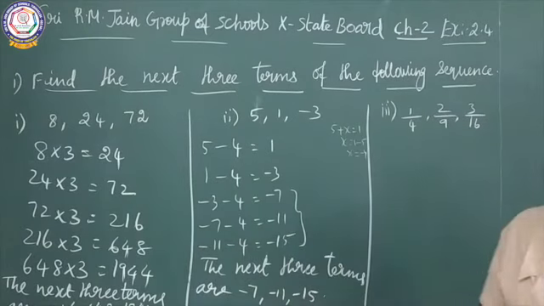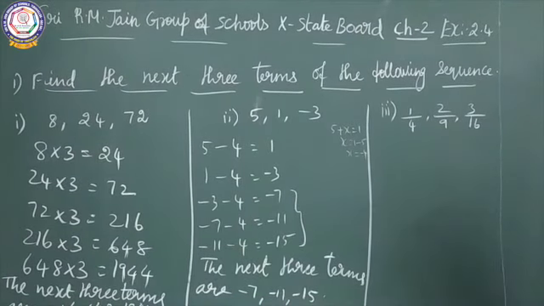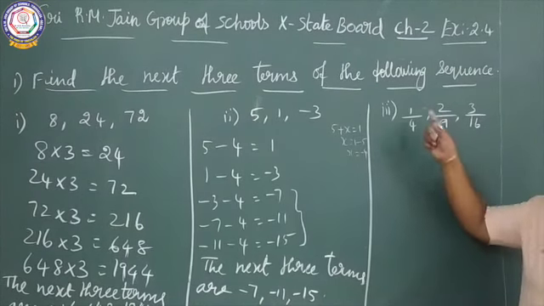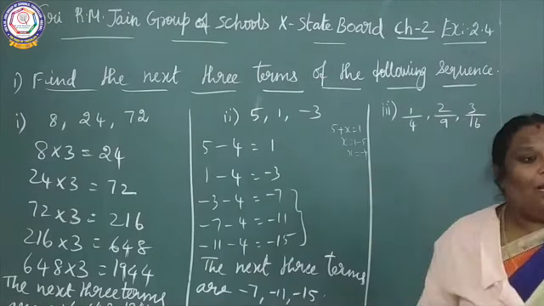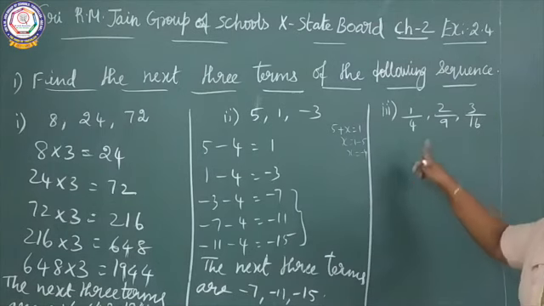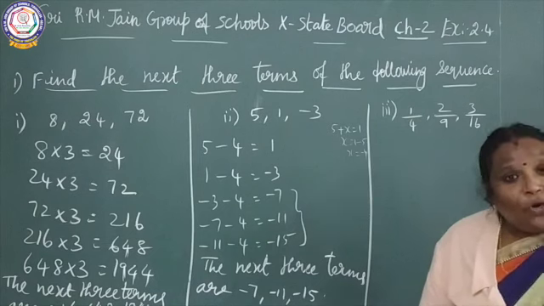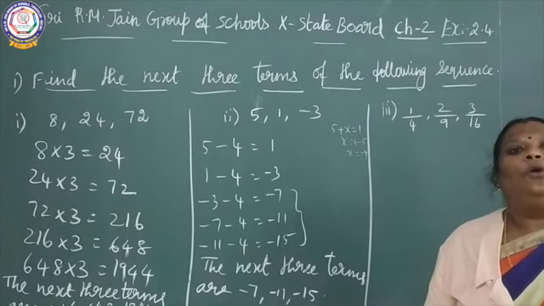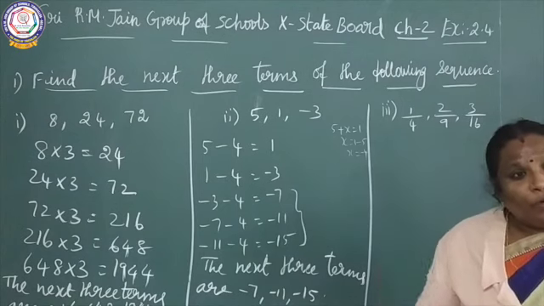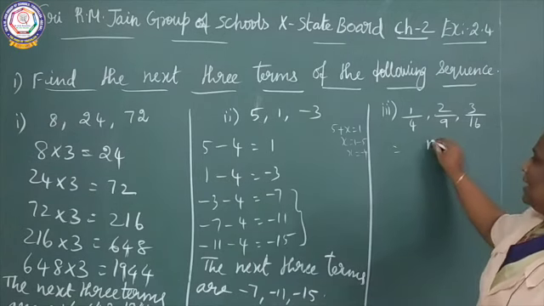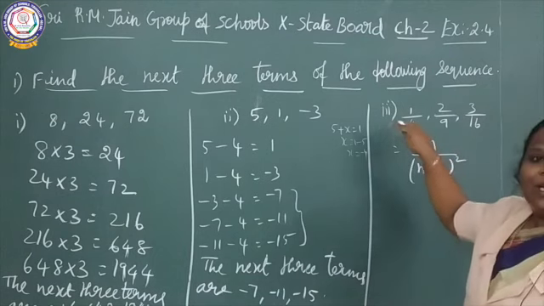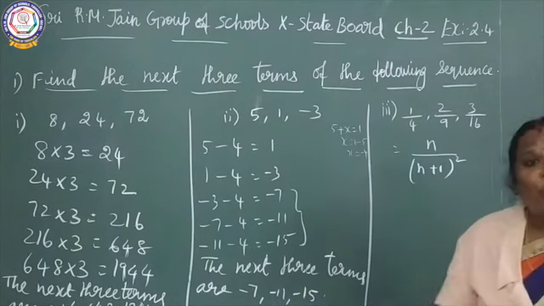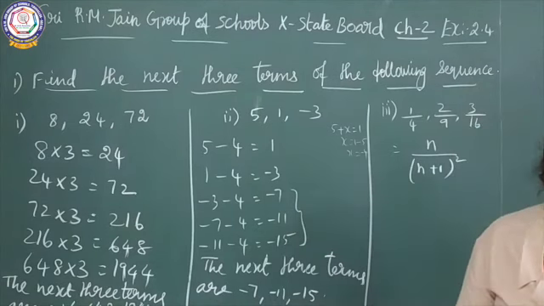See the next one: 1 by 4, 2 by 9, 3 by 16. In the numerator, it is a natural number: 1, 2, 3, 4. It goes on like this because it is a natural number. See the denominator. It starts with 4. 2 square is 4, 3 square is 9, 4 square is 16. So what is that? n by (n plus 1) the whole square, because 1 square is missing. It starts with 2 square, square of 2 is 4.